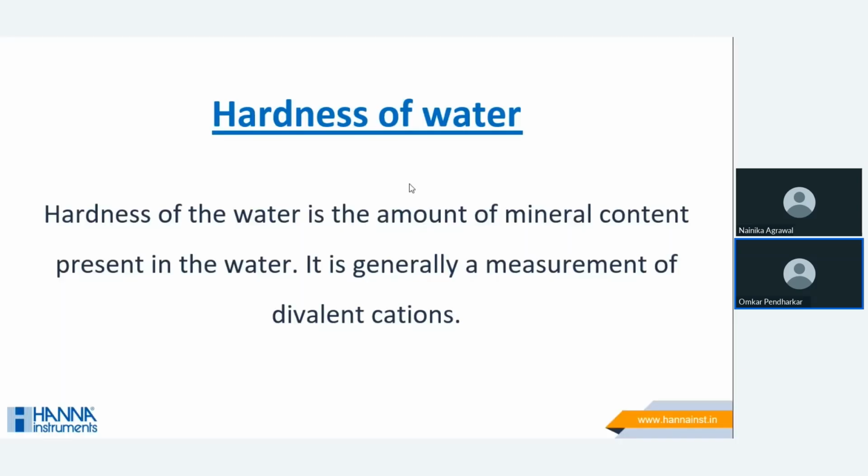So basically, hardness of the water is the amount of mineral content present in the water. It is generally a measurement of divalent cations. When the water flows through rivers, streams, or any other water resources, water absorbs mineral contents from rocks and soil, and after that they reach the water supply. This is the main reason for the presence of hardness of the water. So the ions present in rocks and soils contribute to the total hardness of the water.